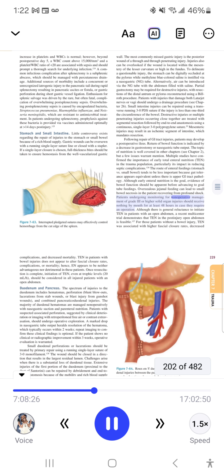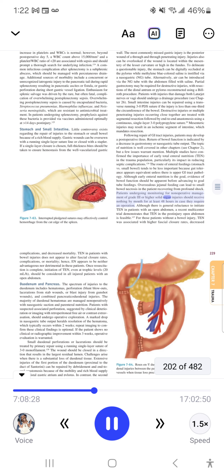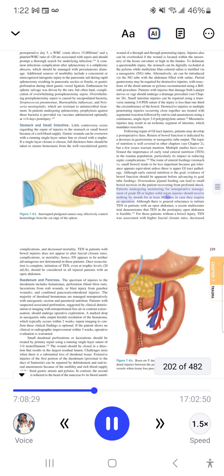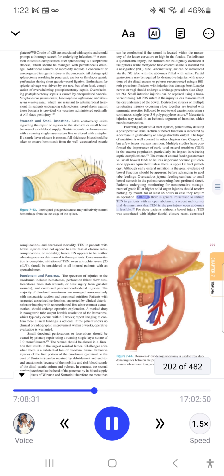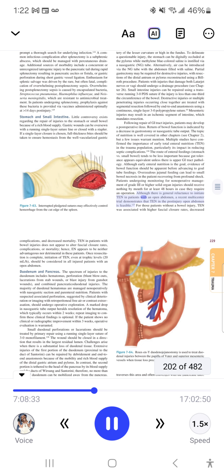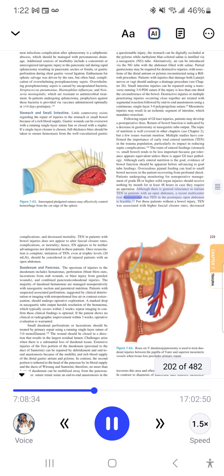Patients undergoing monitoring for non-operative management of grade 3 or higher solid organ injuries should receive nothing by mouth for at least 48 hours in case they require an operation. Although there is general reluctance to initiate TEN in patients with an open abdomen, a recent multicenter trial demonstrates that TEN in the post-injury open abdomen is feasible.